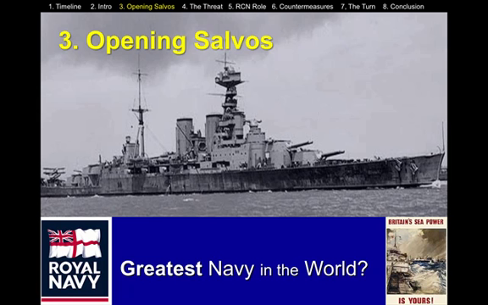Okay, as the war starts, the British are left with the impression that they have a great navy. This picture shows HMS Hood. This ship was designed in the First World War. It was built or launched in the early 1920s. Unfortunately, I think that the British were fooling themselves in terms of just how powerful their navy was.